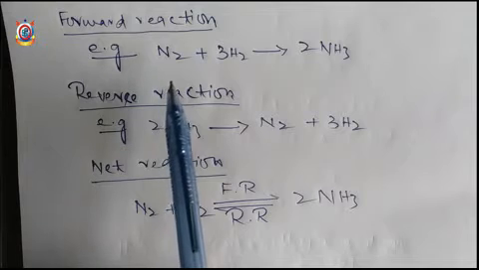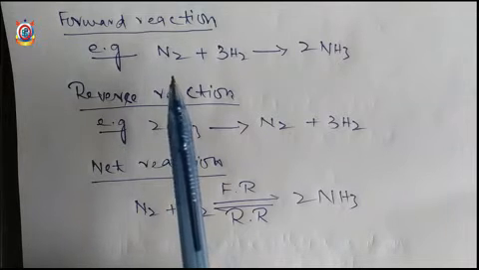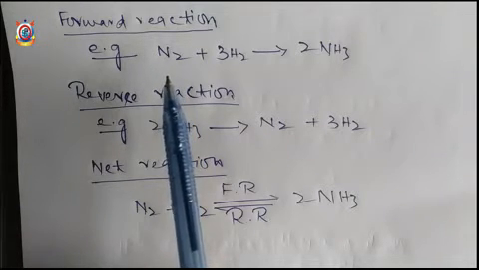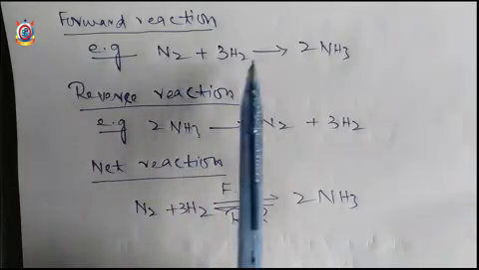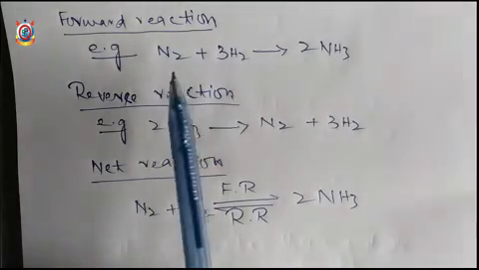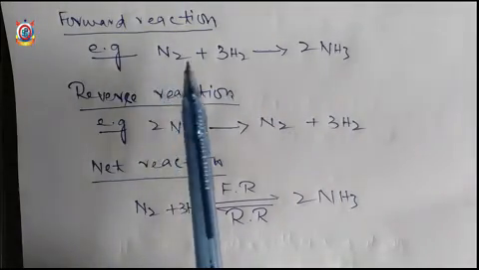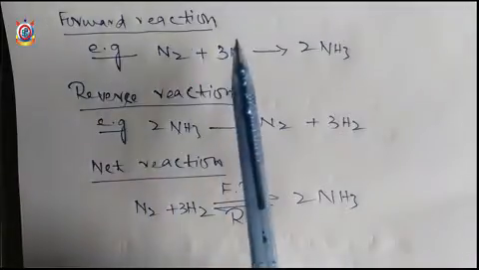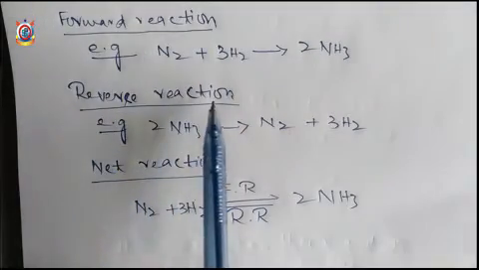Dear student, in the previous topic, we have discussed the types of reaction: reversible reaction and irreversible reaction. The reversible reaction is composed of two types of reaction. One is called forward reaction and the other one is called reverse reaction.